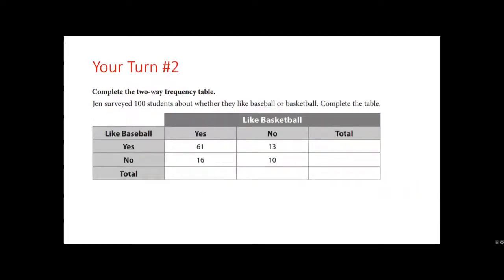All right, your turn number 2. Go ahead and complete the two-way frequency table. Again, Jen surveyed, it looks like 100 students, so that's something to note. Okay, I always like to start where the total is. So how many people are we talking about?